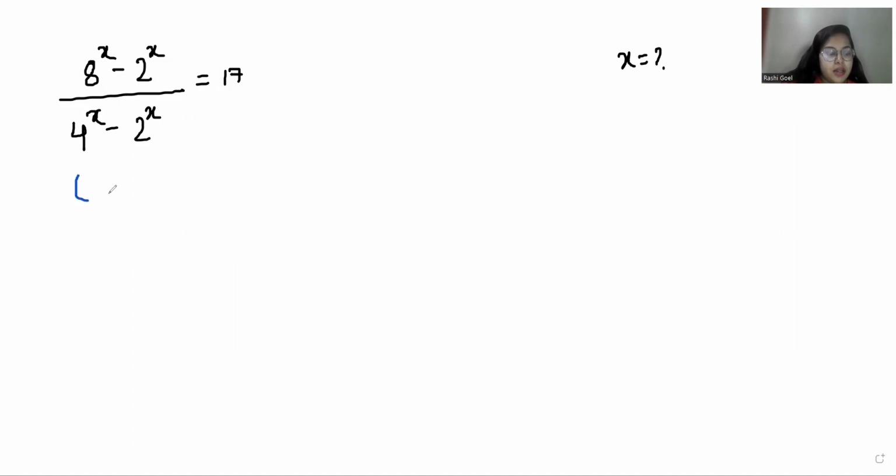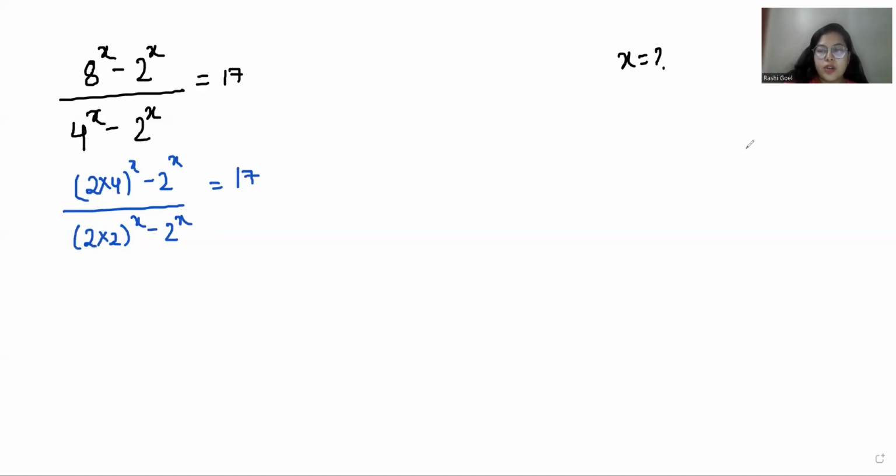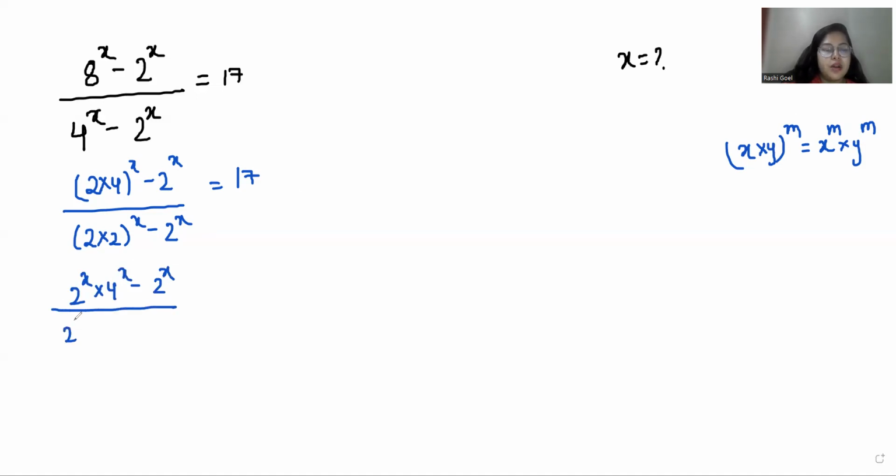So 8 we can write as (2^3)^x - 2^x, similarly 4 we can write as (2^2)^x - 2^x = 17. According to the exponent rule, (x times y) whole power m, we can write as x^m times y^m. So it becomes (2^x times 4^x - 2^x) / (2^x times 2^x - 2^x) = 17.